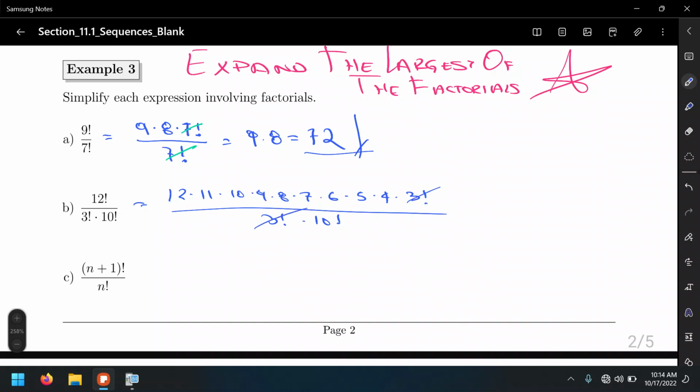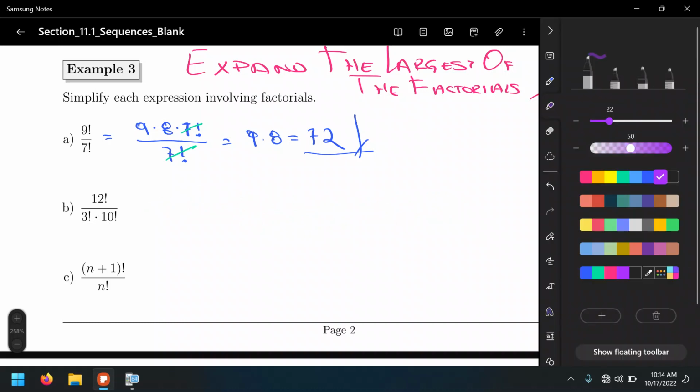However, do you see all this bunch of numbers that we're left with? It's still going to be a really big number over 10 factorial. Well, that's not, again, the most practical way to simplify. So I would go about the largest in the numerator, the largest in the denominator.